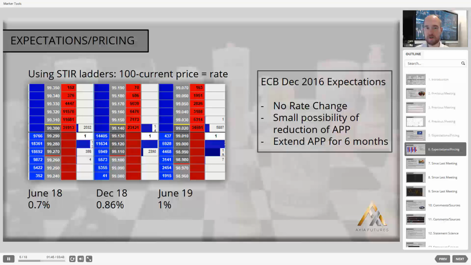Moving forward, come 2018, we've only priced in 35 basis points, so a 0.35% increase in interest rates. So not a great deal priced for 2018. We're certainly only halfway to 2 rate hikes by 2018.